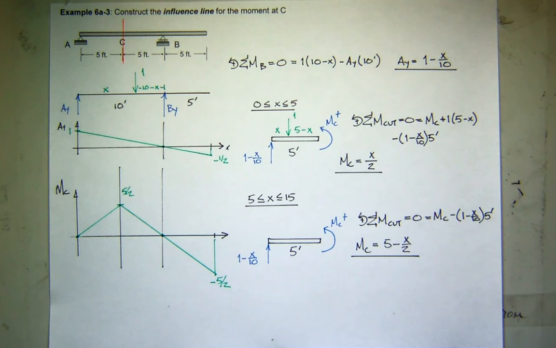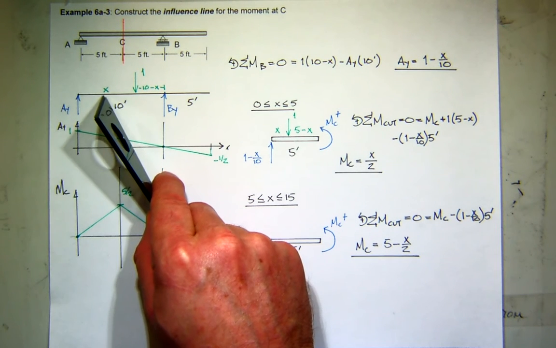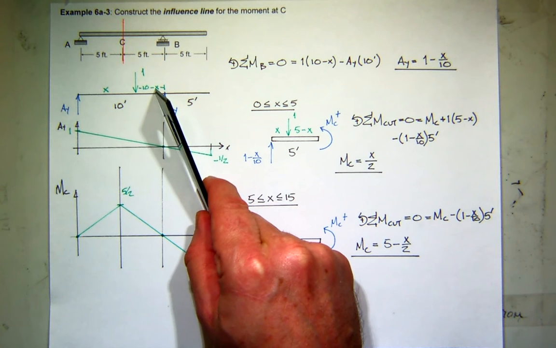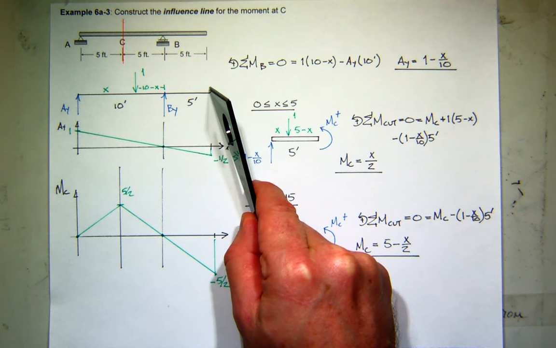I just did. It can be anywhere. It can be at any position x. But not past it? Oh, you can go past. Sure. Could it be to the right of B? What happens to this when x is 15? You get minus 5, which is over here. Oh, yeah. So it takes care of the sign.